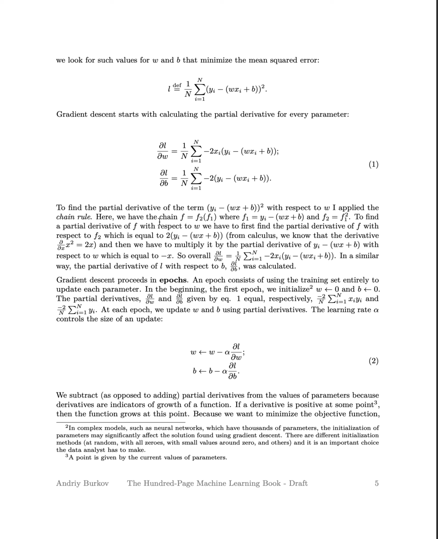Now gradient descent proceeds in epochs, right? An epoch consists of using the training set entirely to update each parameter. In the beginning we will initialize some values, so we give weight value 0 and bias value 0, and at each epoch we will update our w and b, which are currently 0, by using the partial derivatives, and the learning rate will control by how much we want to update.